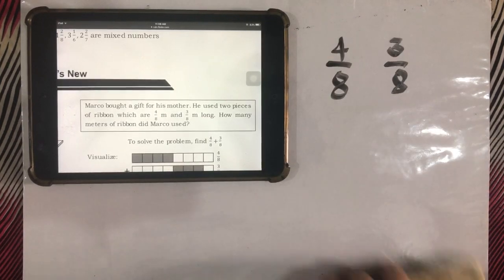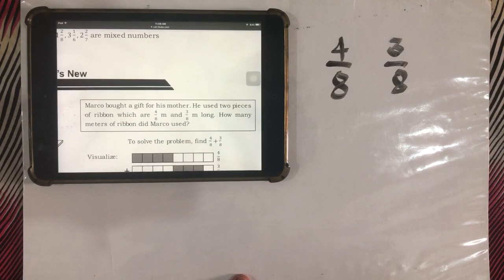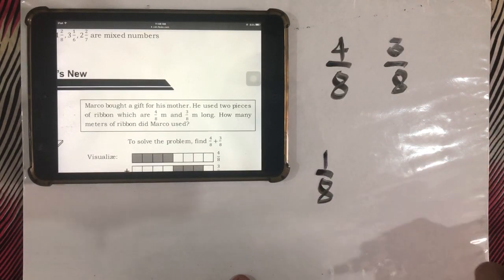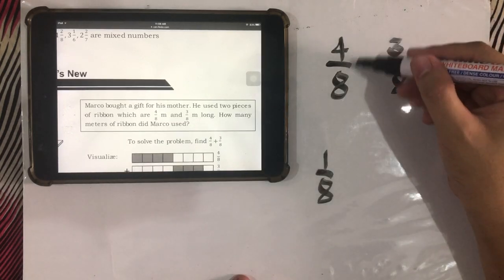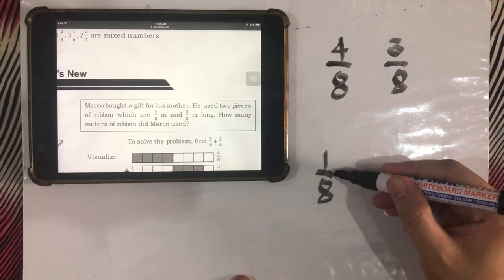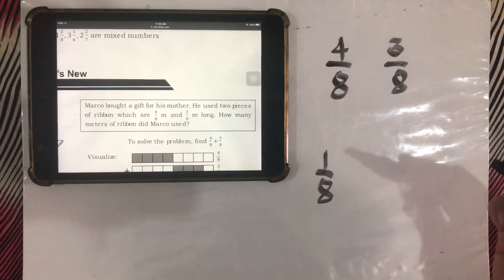Okay? So, balik tayo doon sa number natin. 4/8. So, siya ay 4/8. Pero, kapag 1 lang siya, 1/8. Walang S yung dulo. This is 4/8. This is 3/8. And then, this is 1/8. Walang S yung denominator. So, hindi siya nagkakaroon ng S.